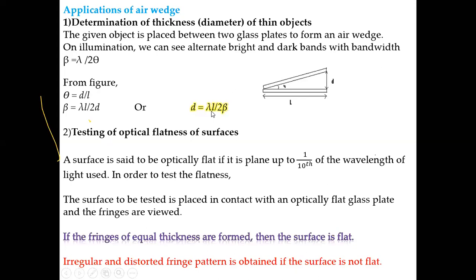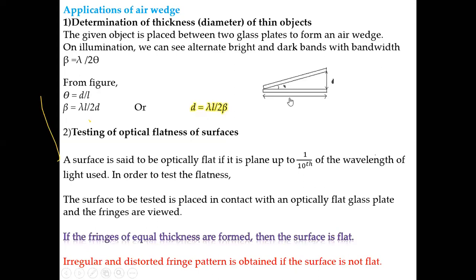Lambda we already know, depending on which source we use. For example, for a sodium vapor lamp it is 5893 angstrom units. You measure the length of the air film, and find beta through an experiment, then you can calculate and estimate the thickness. Fine. Then comes testing of optical flatness of surfaces.